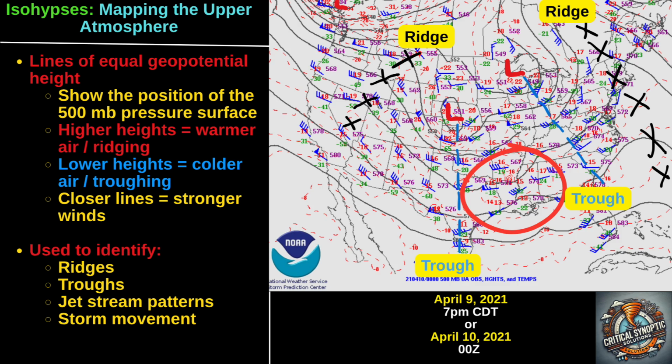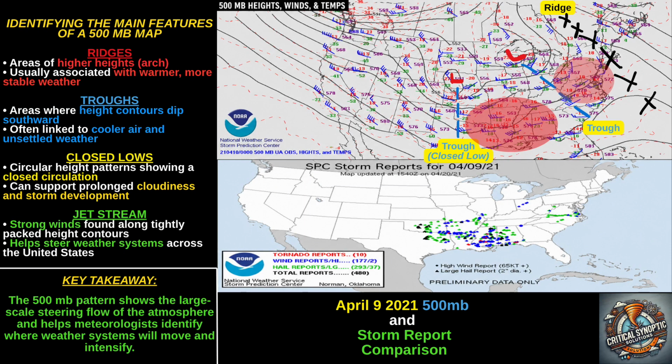Whenever I open a 500 millibar map, I always look for the same four things. First, I find the ridges. These are the northward bulges in the pattern and usually point to warmer, more stable weather. Next, I look for the troughs. These southward dips often bring cooler air and are where storms are more likely to develop. Then I check for any closed lows. These are easy to recognize because the lines form a complete circle, since they're cut off from the main flow. They can stick around for a while and keep the weather unsettled.